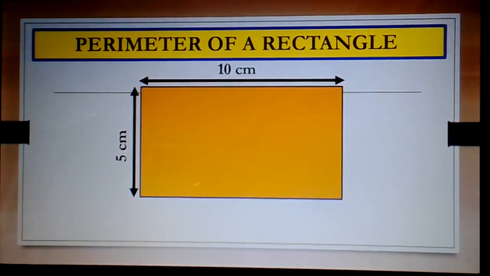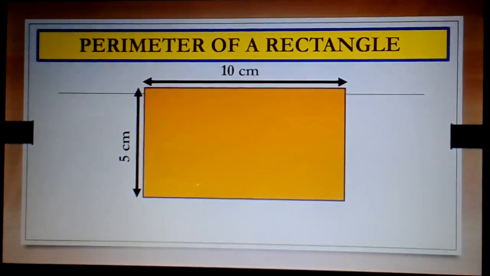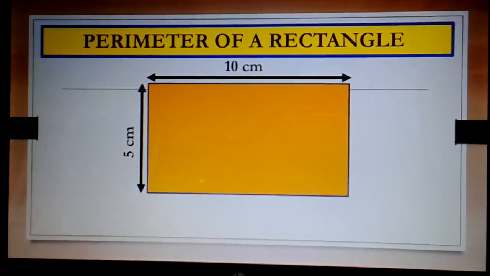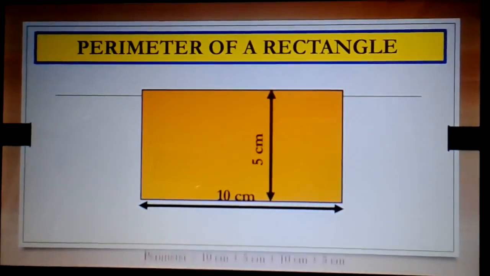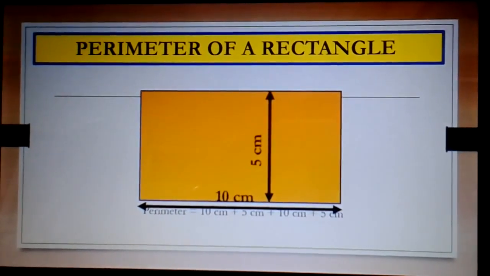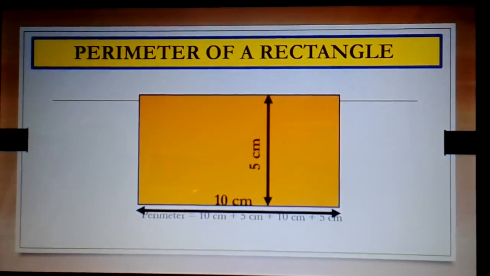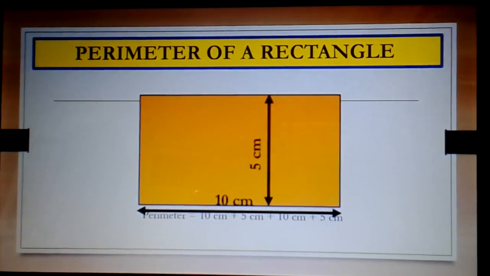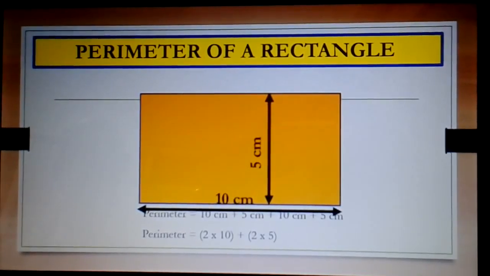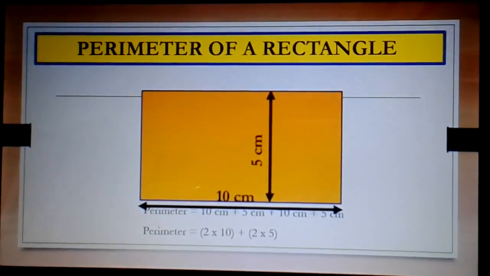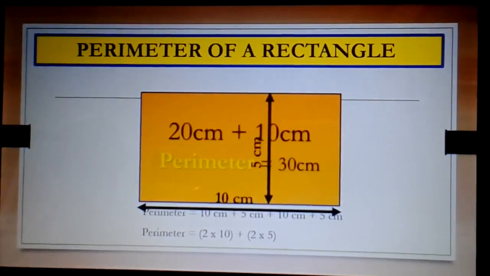Let's look at a practical example. A rectangle of length 10 centimeters and width 5 centimeters. How do we find the perimeter of this plane shape? We know that the opposite sides are equal, so we have 2 lengths and we have 2 widths. Before we go to the formula, let's look at it. It would be 10 centimeters plus 5 centimeters plus 10 centimeters plus 5 centimeters. Or we could say perimeter is equal to 2 times the length, which is 10 centimeters, plus 2 times the width, which is 5 centimeters. And that would give us a result of 30 centimeters.